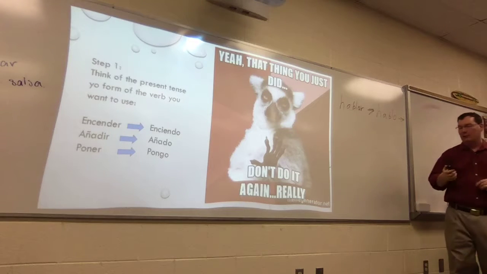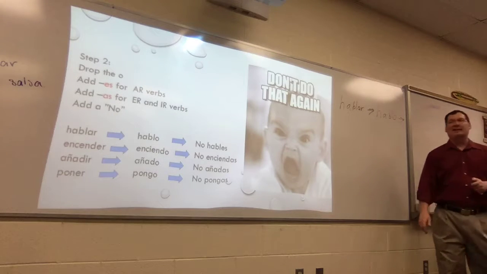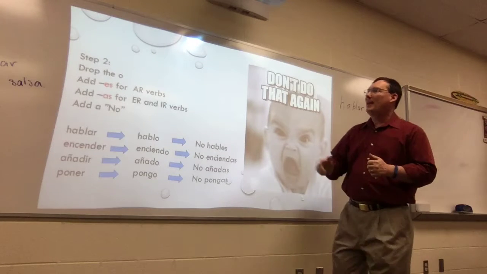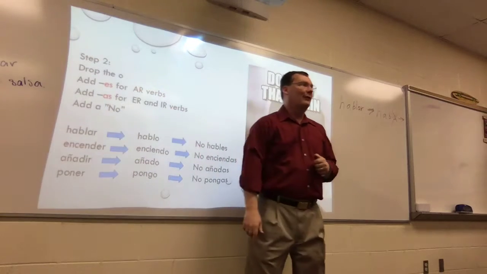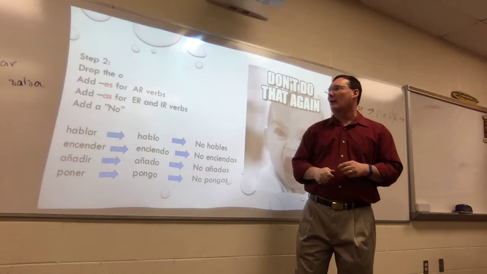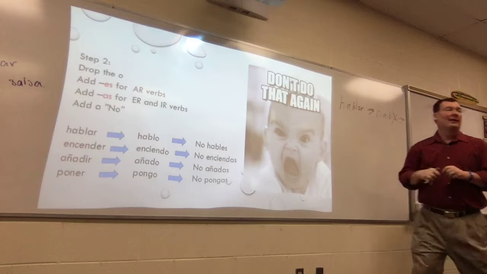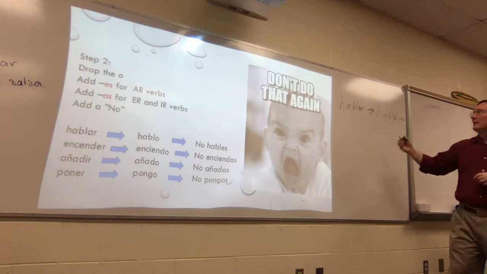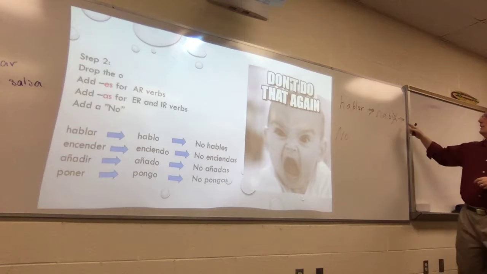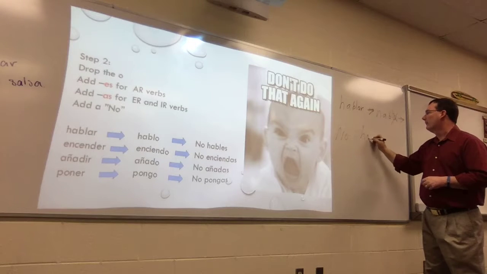Then we move on to step 2, which is to add what we would not expect to add. We drop the O. Then we add ES for AR verbs, and we add AS for ER and IR verbs. And then of course we add no in front of it. So to say "do not speak," we have a no. We have HABL, and we add ES to it.